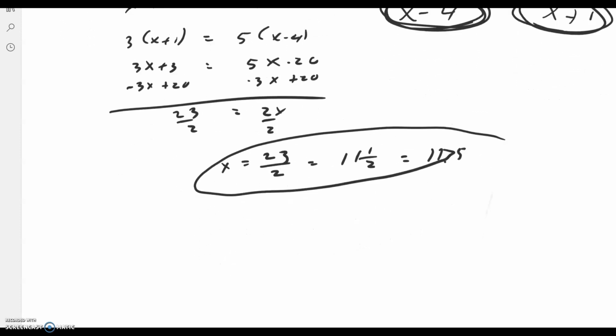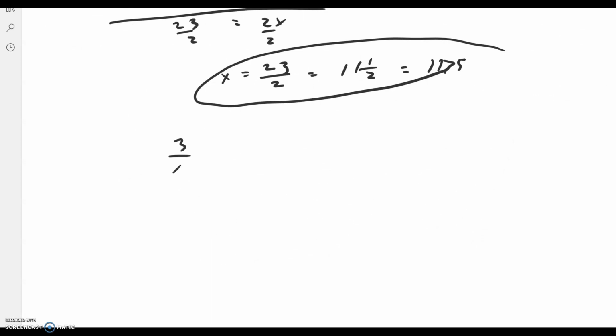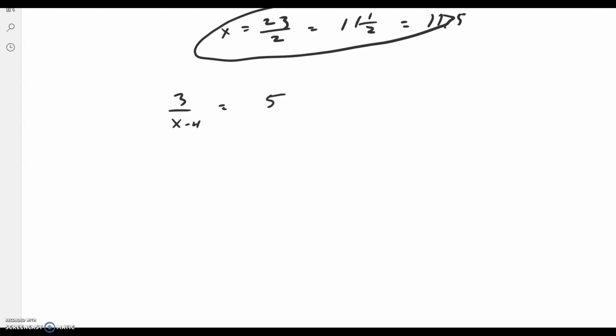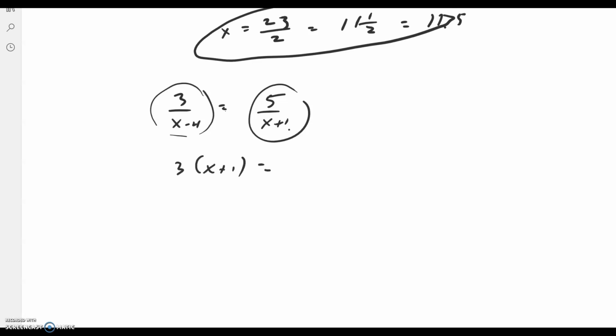So I'm going to scroll. We have 3 over x minus 4 equals 5 over x plus 1. When there's one fraction on each side of the equal sign, nothing else, not two fractions being added, not a bunch of other stuff being subtracted, but just a single fraction equals a single fraction, you're allowed to cross multiply. If you cross multiply, 3 times x plus 1 will have to equal 5 times x minus 4.